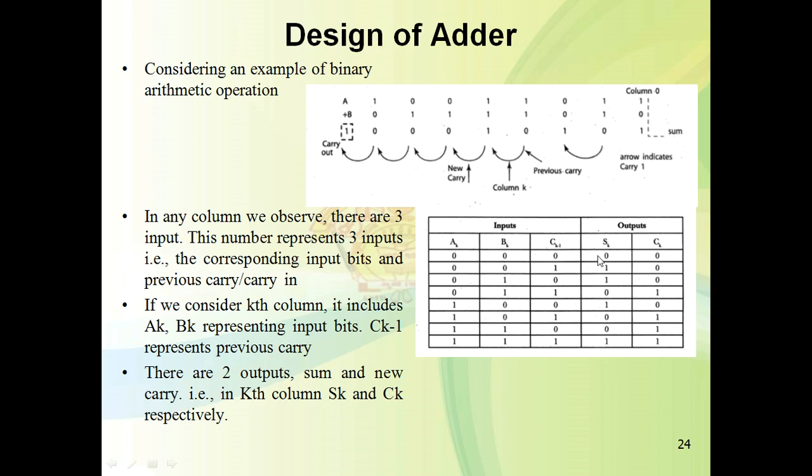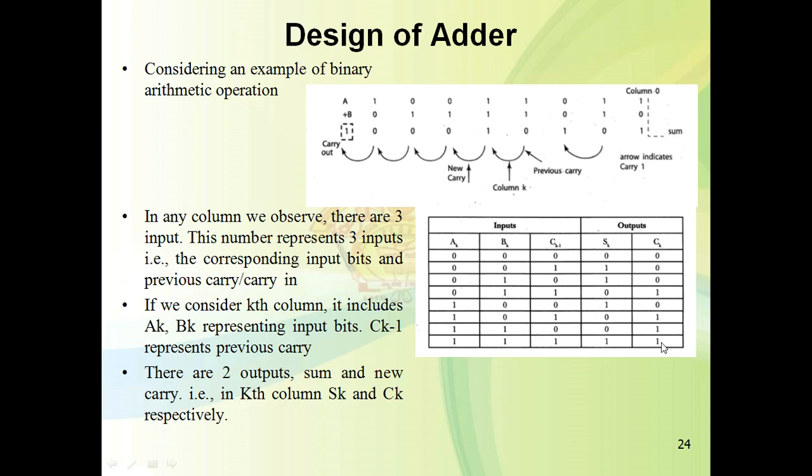At that time sum is equal to 0, carry is equal to 0. Okay, so therefore if ak is equal to 0, bk is equal to 0 and carry in is equal to 1, at that time you will get sum is equal to 1 and carry is equal to 0. And if you go on adding like this, finally you can see here, ak is equal to 1, bk is equal to 1 and previous carry is equal to 1, you will get both sum is equal to 1 and carry is equal to 1.